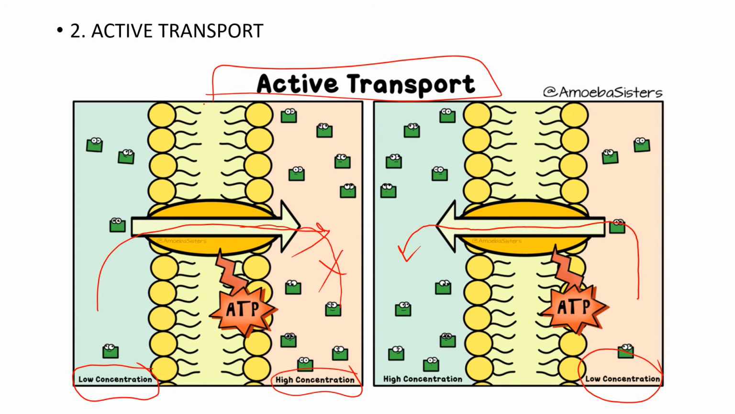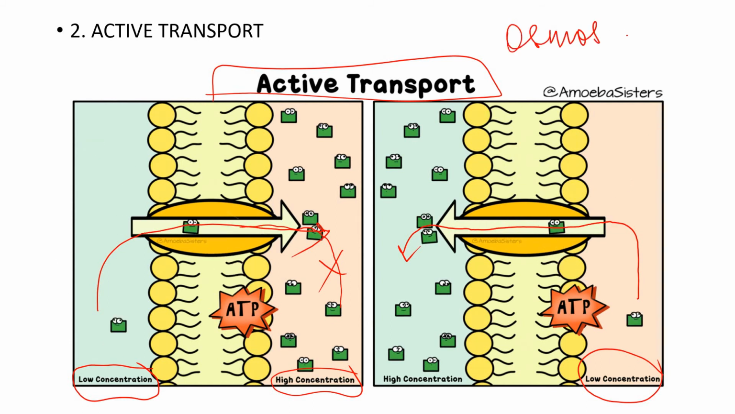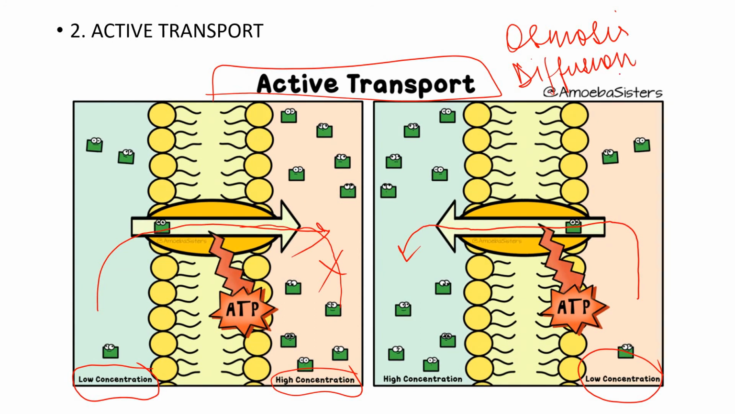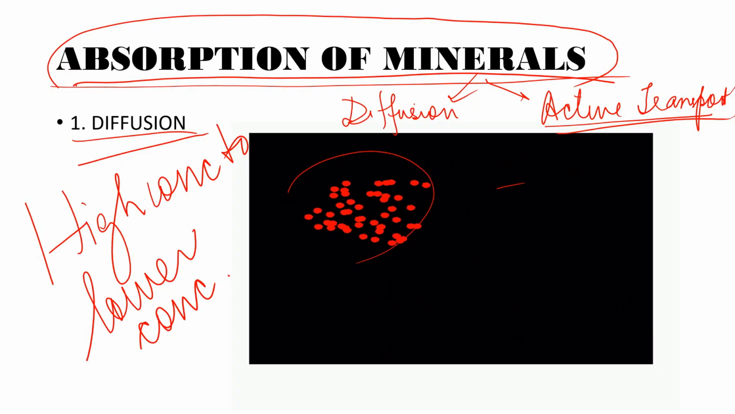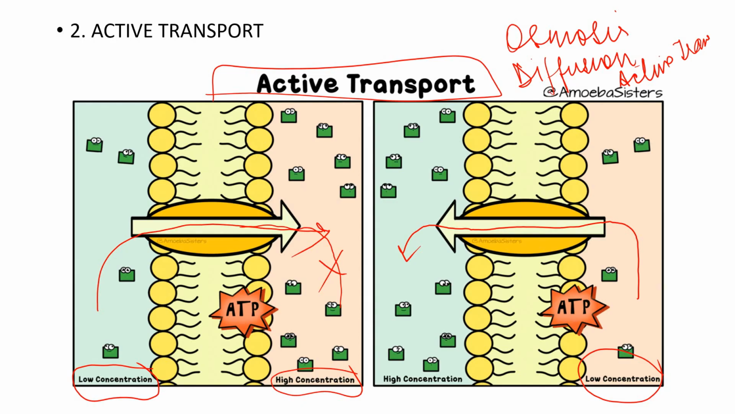Please get these three basics clear: one is osmosis, one is diffusion, and the third one is active transport. Until and unless you get the basics clear, it will be very difficult to understand several concepts. Have the basics cleared and then we can have a discussion in the live class. Alright, so that was it about the absorption of minerals by the plants, that is by diffusion and the other is active transport. Alright, thank you so much.